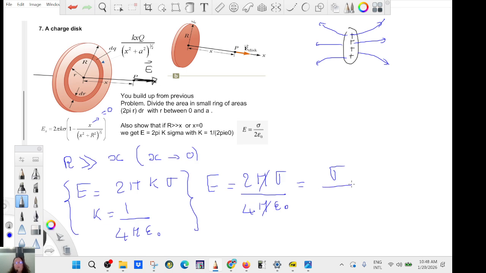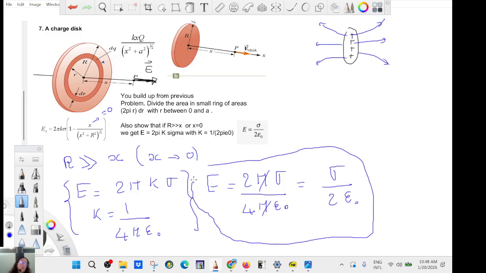So what you get is sigma over 2 epsilon 0. That's going to be very important because when we work on the capacitor, we're going to use that. And it's not going to be true only for a disk, but for any surface.